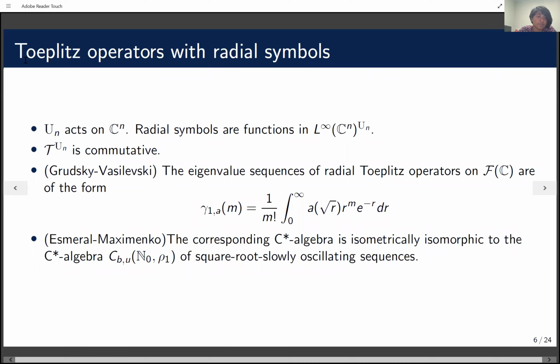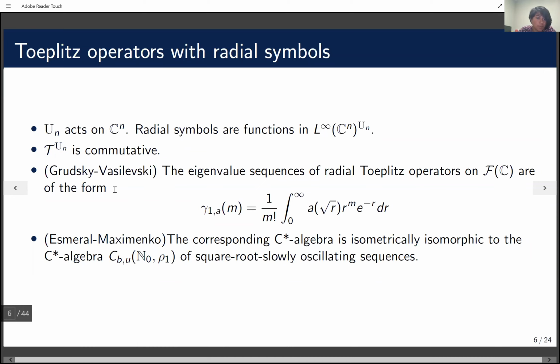Now we introduce Toplitz operators with radial symbols. The unitary group acts on C^n, and that induces an action on the symbols, and we can consider the class of symbols which are invariant under the action of the unitary group, and those we call the radial symbols. The corresponding Toplitz algebra is commutative.